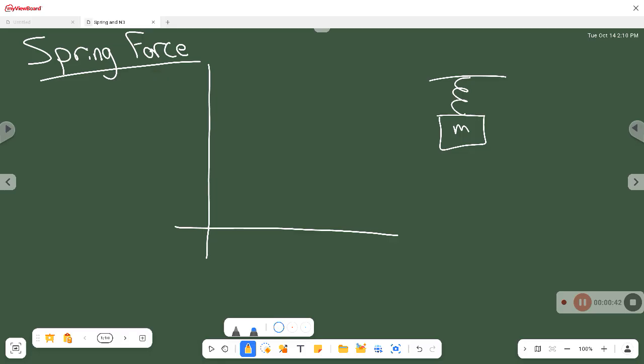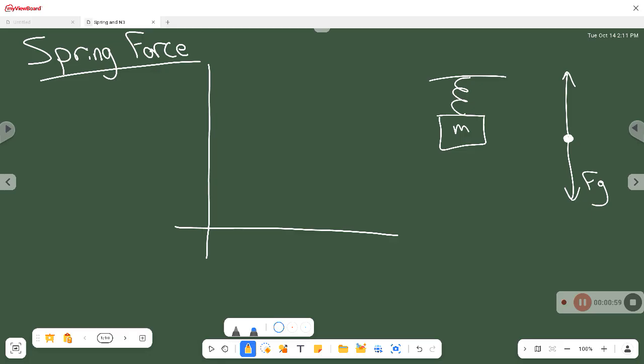Because we placed the mass on the spring and allowed it to come to rest, if we were to draw out the free body diagram, it would look something like this. We'd have force of gravity holding the mass down, and then something holding it up, right? We know it's got to be something holding it up because it's not moving up or down.